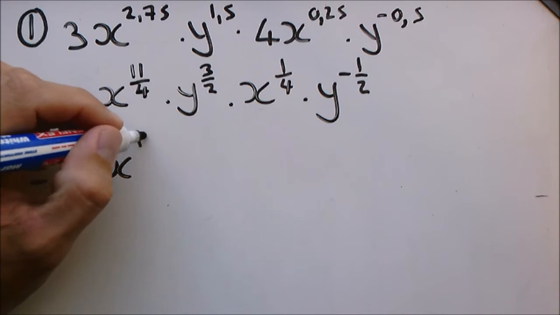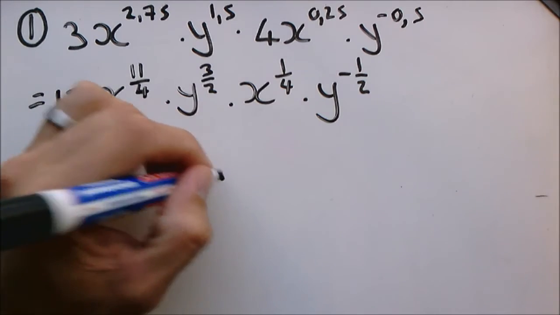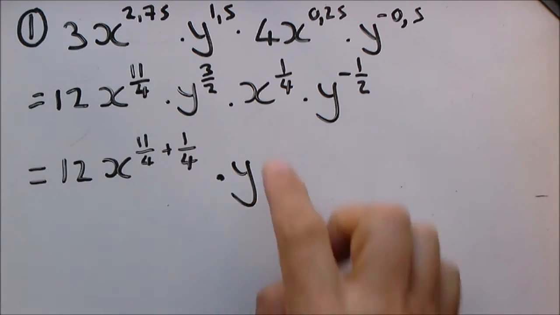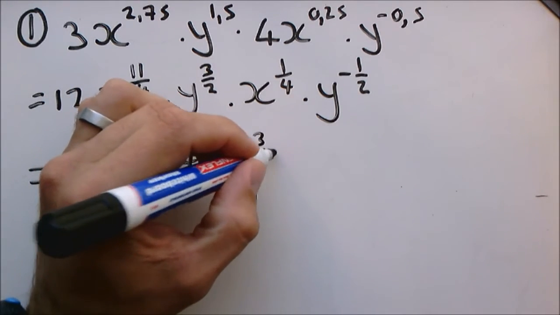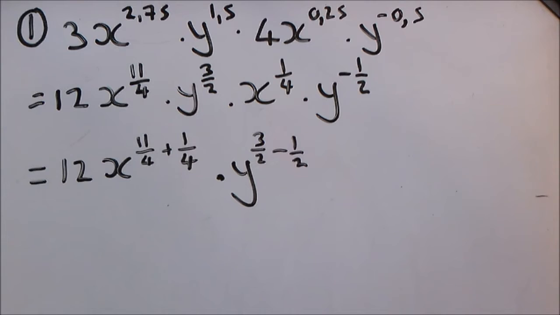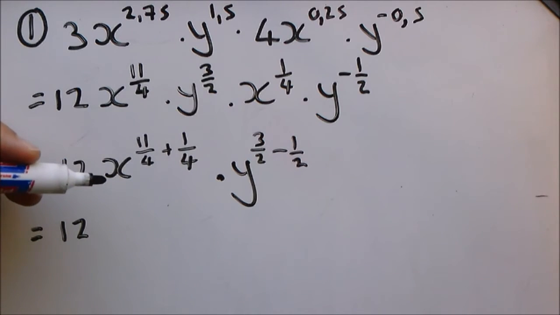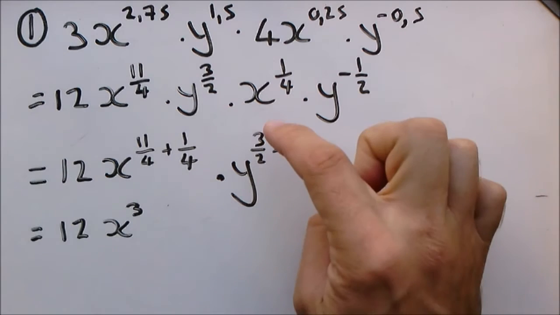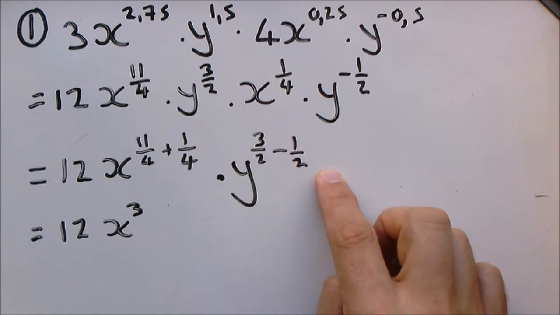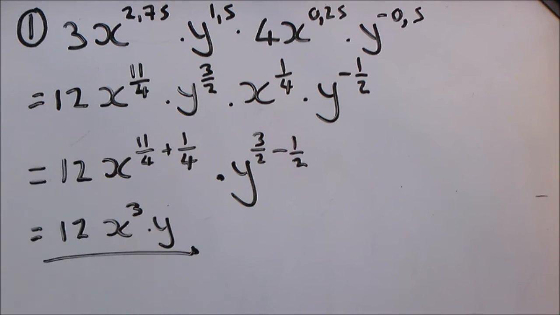So you have 11 over 4 plus 1 over 4 times y. We've got 3 over 2 minus a half. Okay, next step will be to simplify. So 11 plus 1 is 12, so 12 over 4 is 3. So it's x to the power of 3. And 3 over 2 minus a half, so it's 1.5 minus a half is 1. So this is our final answer.